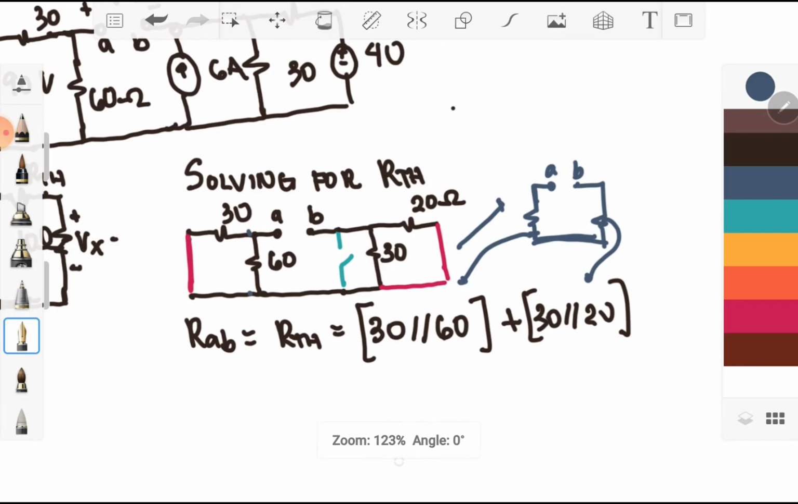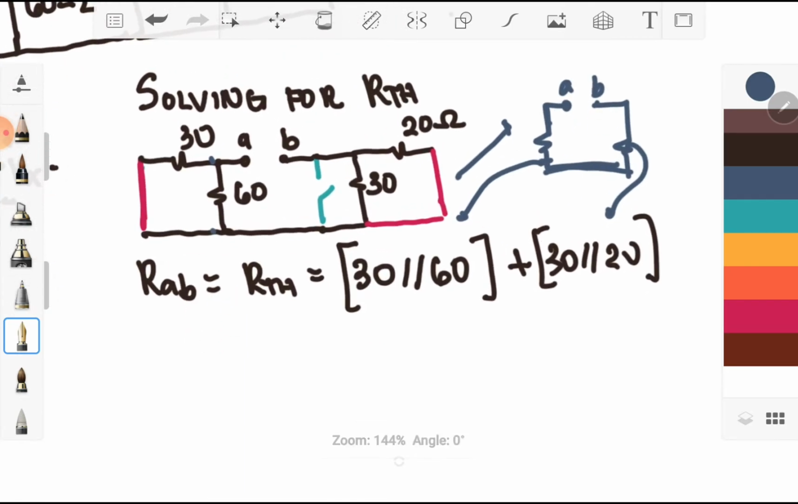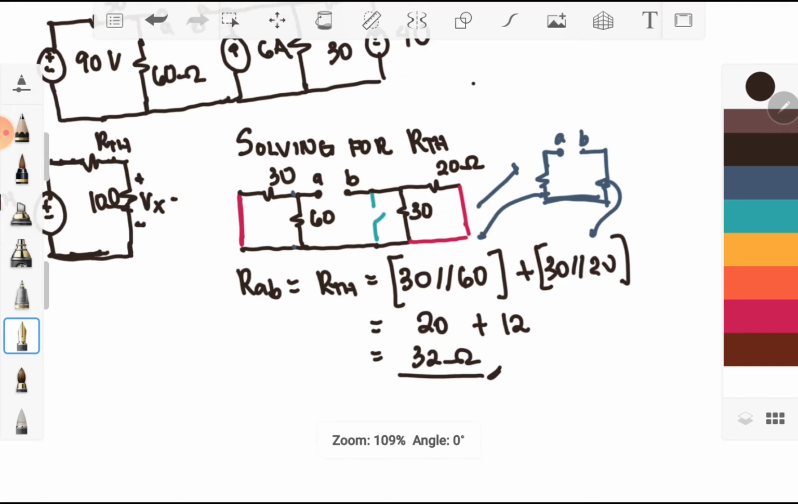This will be the parallel combination of your 30 and 60, and the parallel combination of your 30 and 20. Okay, so therefore we will have an RTH equal to 1 over (30 raised to negative 1 plus 60 raised to negative 1), which is 20 ohm, plus 1 over (30 raised to negative 1 plus 20 raised to negative 1), which is 12 ohm, which is equal to 32 ohm. That is our RTH.